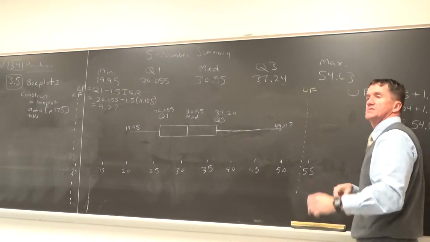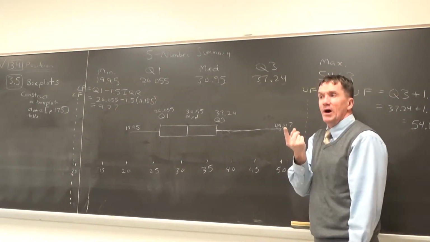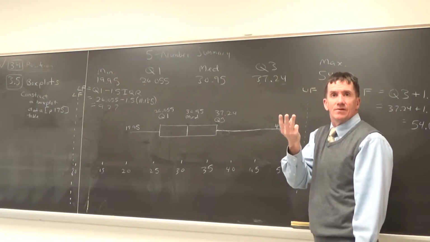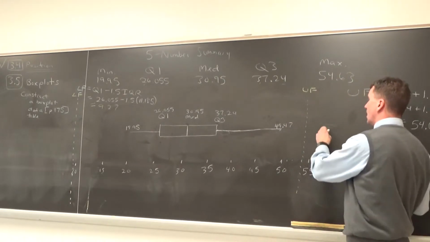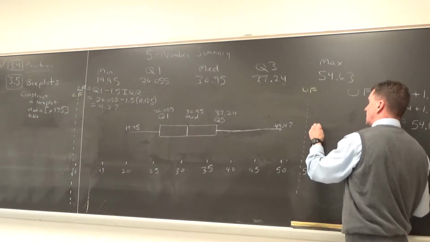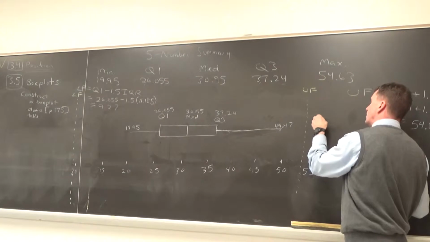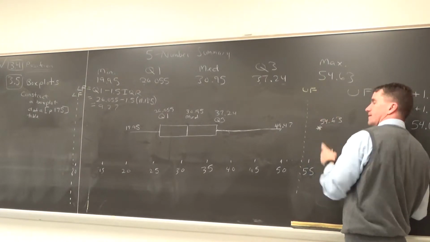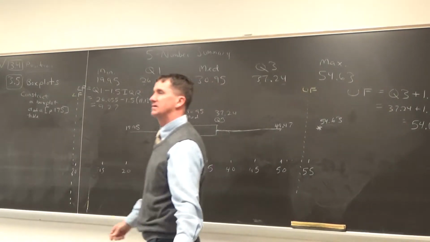I said outliers because sometimes, Sierra, you get more than one. You get like 3 outliers and stuff, okay? But in this case, there's only one outlier. It was this time right here. Let's make a mark right here. Let's label it 54.63. But that little symbol means it's an outlier.